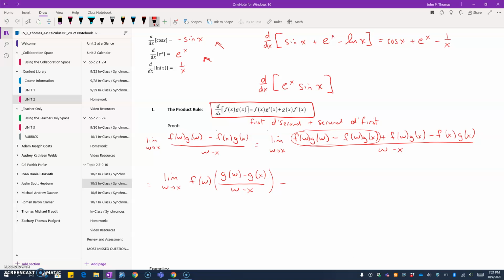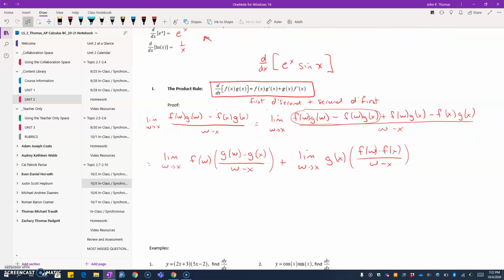Then I've got plus, and again, I'll break the limit here, so w goes to x. On this one, I'm going to choose to factor the g of x out because it's the common factor. So I have g of x, and I'm left with f of w minus f of x all over w minus x. Now we're going to apply the limit a little bit. When I think of the limit as w approaches x of f of w, these are differentiable functions, so they have to be continuous. So we know that would just go to f of w.